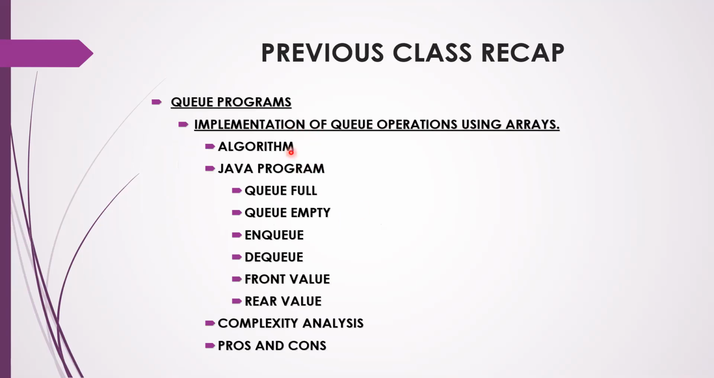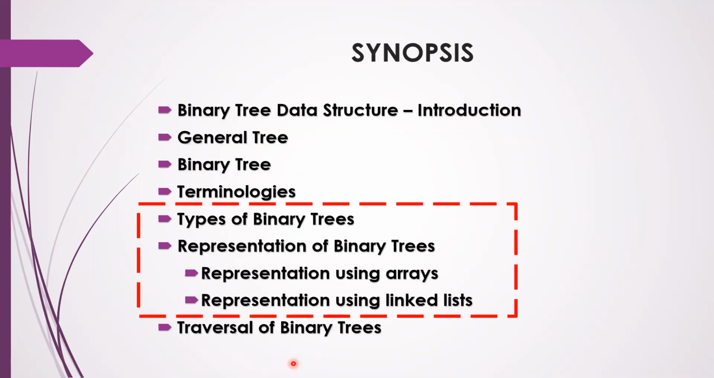And in the previous session, we saw about the queue programs, that is implementation of queue operations using arrays, its algorithm for each method we saw for checking queue is full or queue is empty, enqueue operation, dequeue operation to get the front value, rear value, and we saw the pros and cons. So in the binary tree data structure, we are yet to see the types of binary trees and representation of binary trees using arrays and linked list. Today's session is mainly focused on types of binary trees.